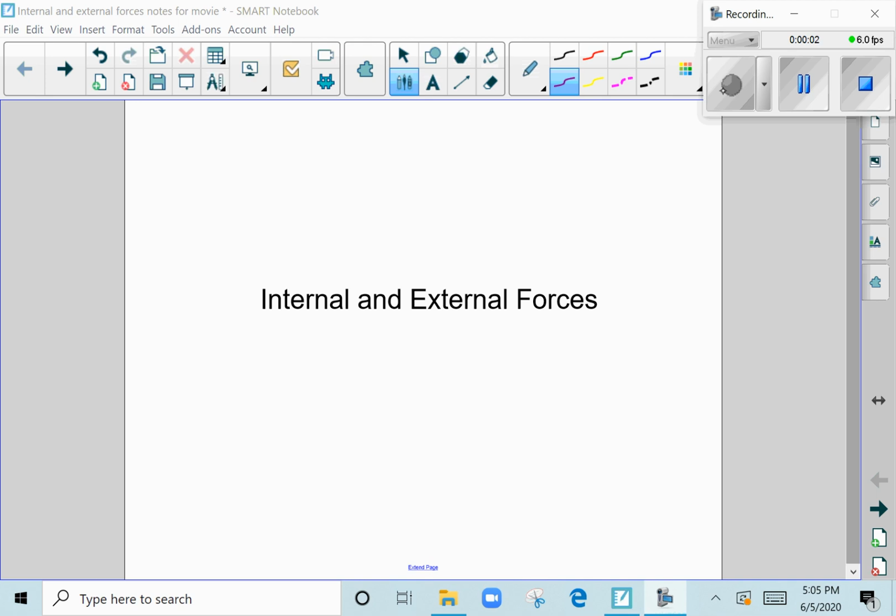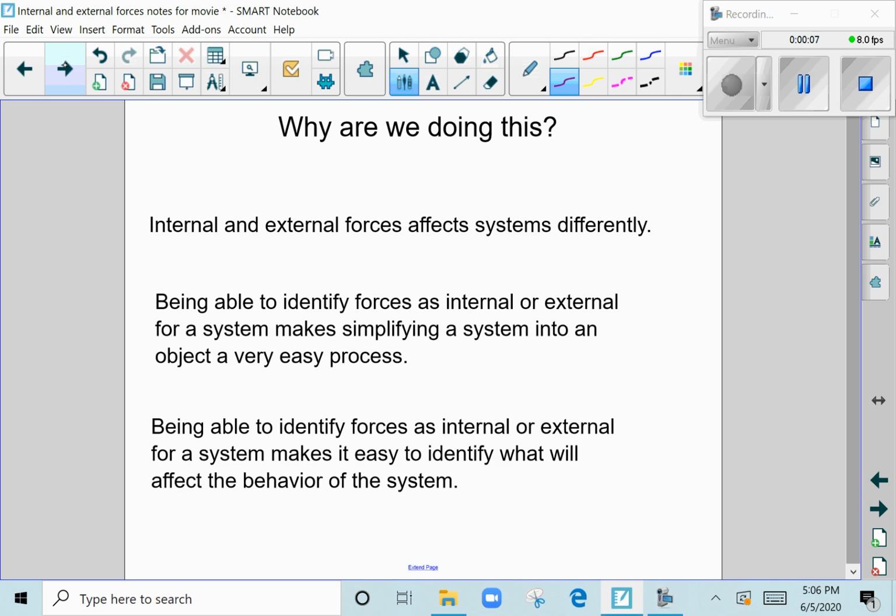In this video, we're going to be discussing the concepts of internal and external forces. Why are we doing this? Because even though both internal and external forces are forces, they do affect systems very differently, and these forces have different kinds of properties when dealing with a system.